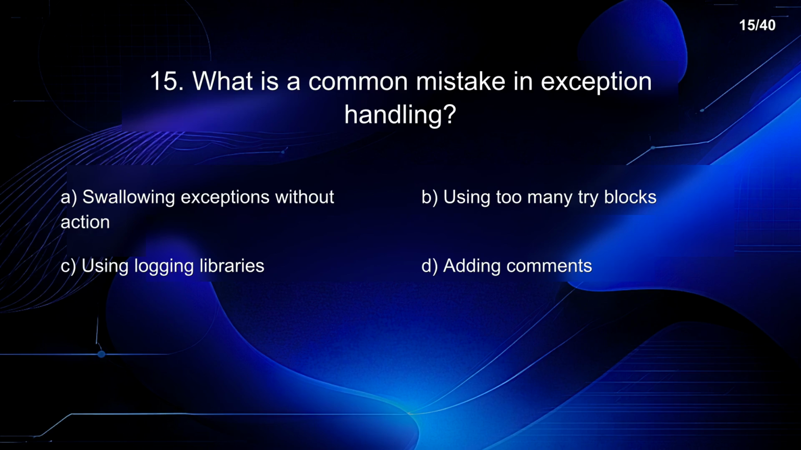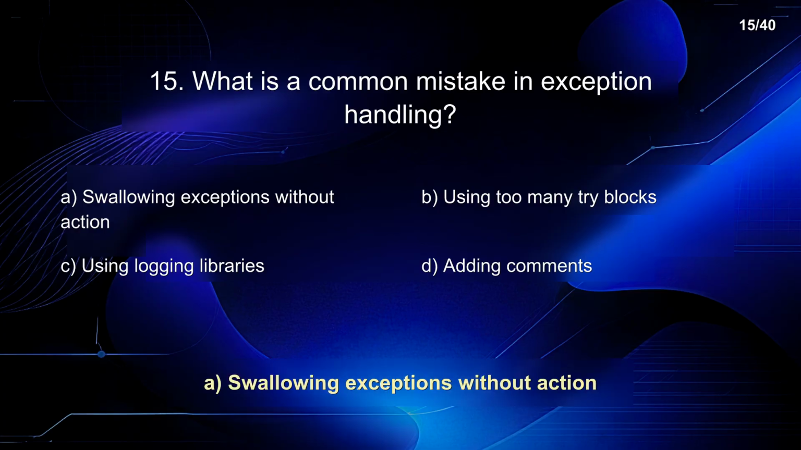15th question. What is a common mistake in exception handling? A. Swallowing exceptions without action. B. Using too many try blocks. C. Using logging libraries. D. Adding comments. Correct answer is A. Swallowing exceptions without action.